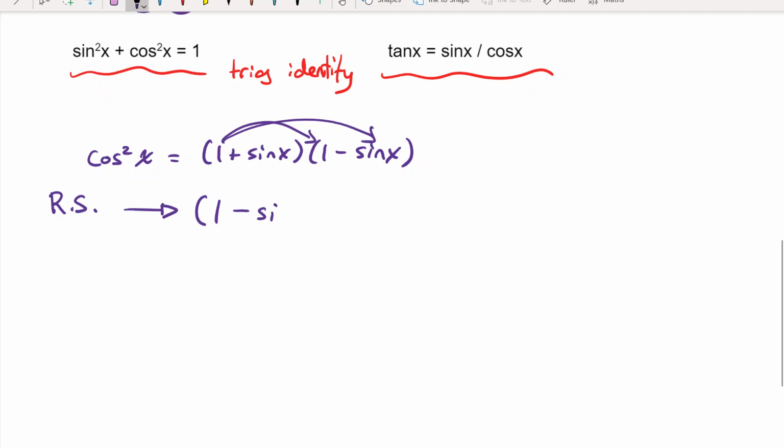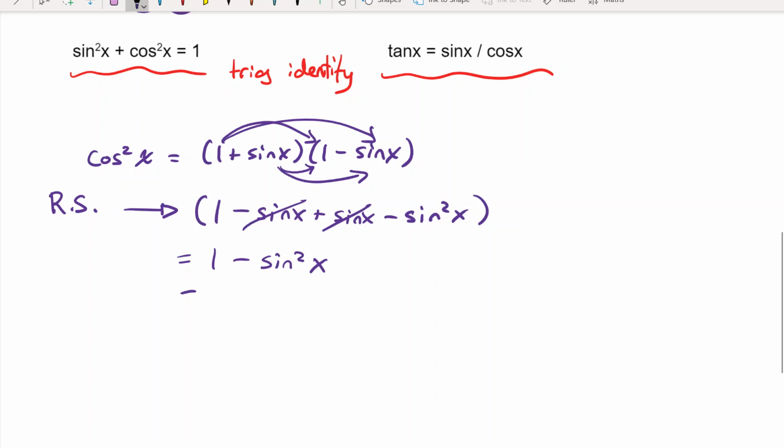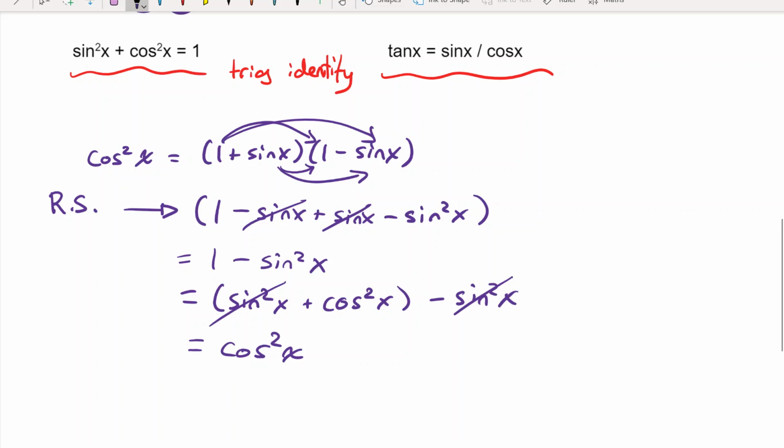1 minus sine x is there. 1 times sine x is plus sine x. And then sine x times negative sine x is negative sine squared x. So these middle terms cancel out, and I'm left with 1 minus sine squared x. And well, since 1 is equal to sine squared x plus cos squared x minus sine squared x, well, I've got the sine squares that cancel out, and I'm left with just cos squared x, right? So this means my left side equals my right side. So that's kind of the general idea.